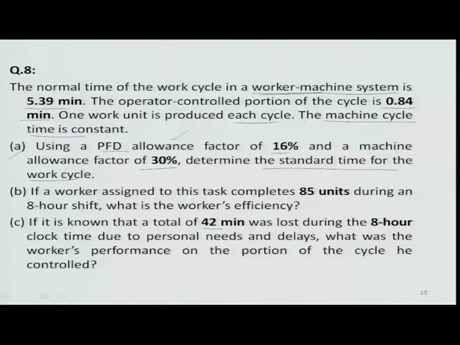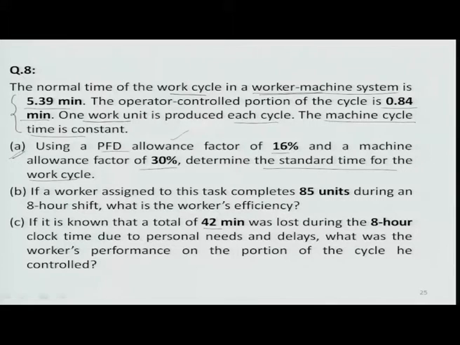The problem says that the normal time of the work cycle in a worker machine system is 5.39 minutes, and the operator control portion of the cycle is 0.84 minute. One work unit is produced each cycle. The machine cycle time is constant. These are the variables given in this problem.